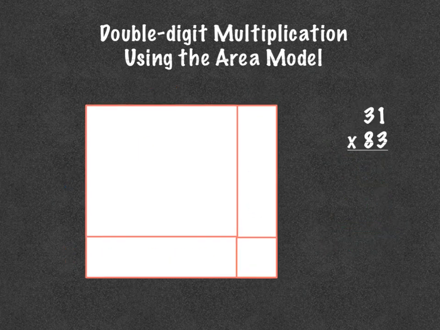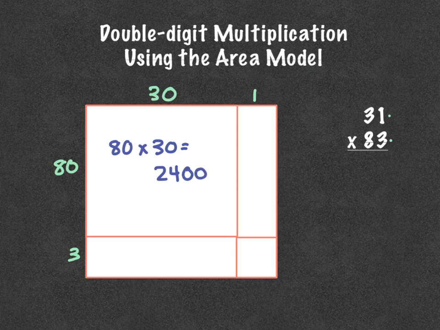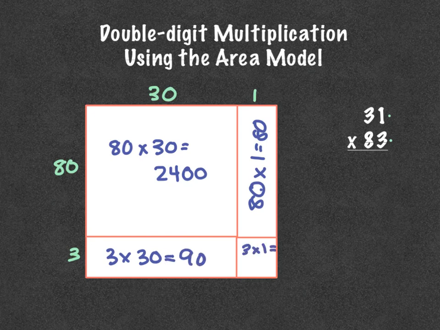Let's try another one. 31 and 83. So let's start by breaking apart 31. So we get 30 in our tens place, 1 in our ones place, and then we have 80 in our tens place, and 3 in our ones place. So our next step is to multiply. So 80 times 30, 8 times 3 is 24, and then we need 2 zeros. The next one, 80 times 1 is 80. 3 times 30 is 90. And then 3 times 1 is 3.